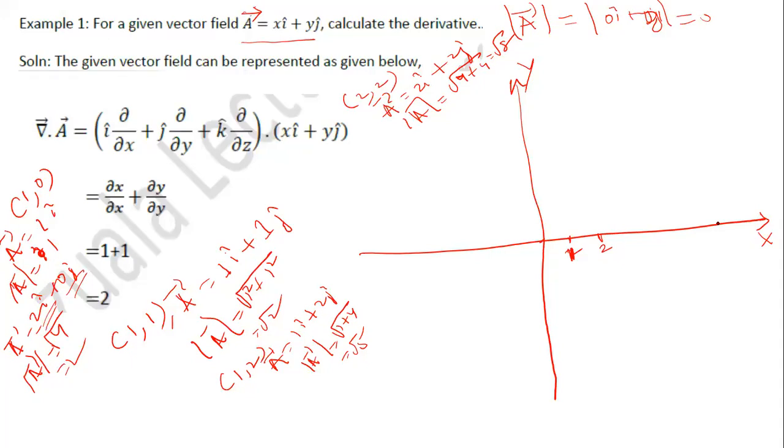So if you plot this particular vector here, you will have a vector something like this. Let's say at this point the magnitude is only this much, and at this point the magnitude will be increasing. Similarly along this direction also, you will find that the magnitude is increasing like this.